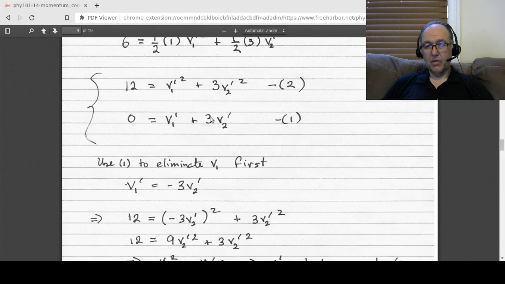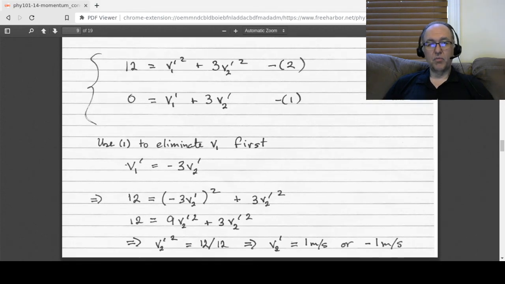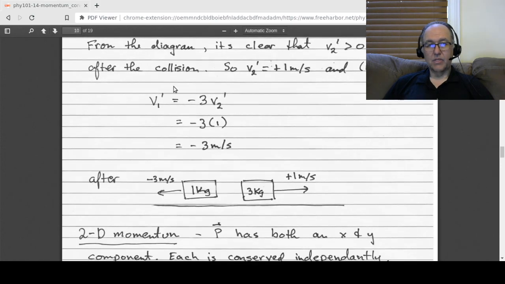So you've got v1 primed, solve for v2 primed. Sorry, the other way around. You've got v2 primed, solve for v1 primed. When you substitute in there, you'll just get that v1 primed is negative 3 meters per second. So what does the after picture look like? The 1 kilogram piece is moving to the left at 3 meters per second, and the 3 kilogram piece is moving to the right at 1 meter per second.